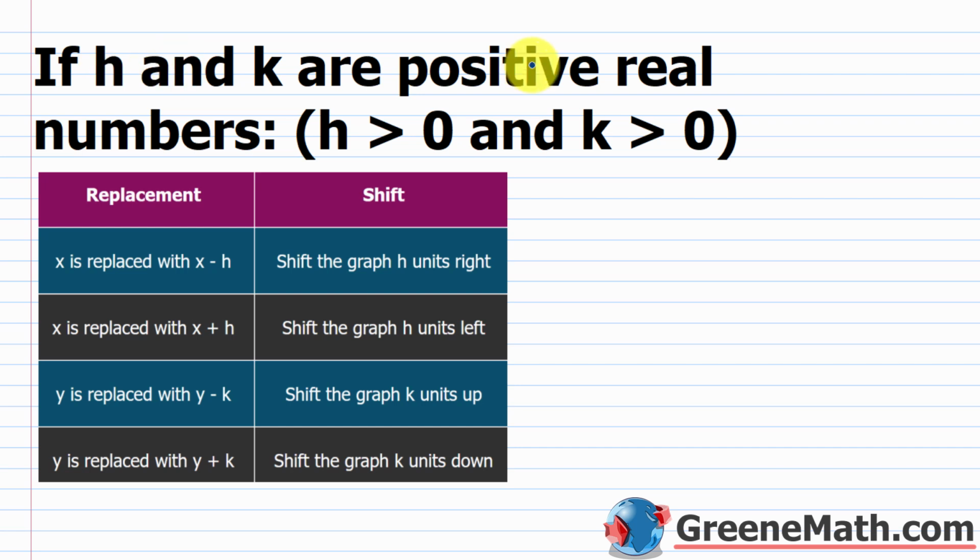So if h and k are positive real numbers, where h is greater than 0 and k is greater than 0, if x is replaced with x minus h, you're going to shift the graph h units right. Again, when you think about something wrapped in parentheses, you're always undoing things. So if it's x minus h, you're going to go to the right by h units. If x is replaced with x plus h, you're going to shift the graph h units left, just undoing things. If y is replaced with y minus k, you're going to shift the graph k units up. And if y is replaced with y plus k, shift the graph k units down.